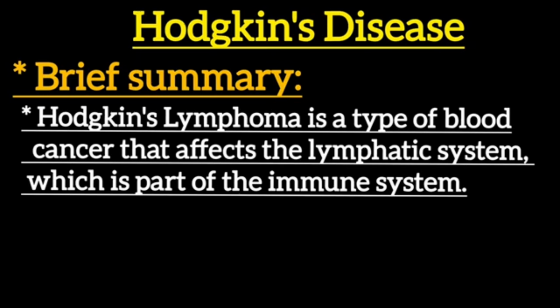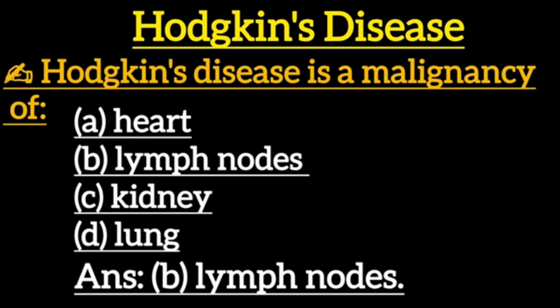Hodgkin's disease. Brief summary: Hodgkin's lymphoma is a type of blood cancer that affects the lymphatic system, which is part of the immune system. Next one: Hodgkin's disease is a malignancy of option A, heart, option B, lymph nodes, option C, kidney, option D, lung. Correct answer is option B, lymph nodes.